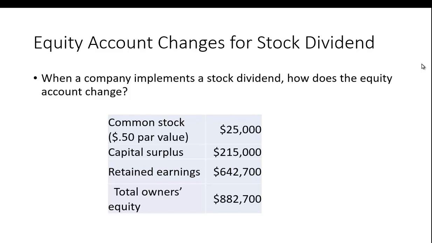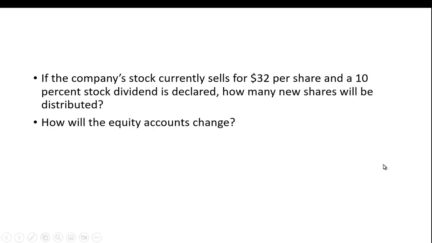Retained earnings are 642,700, and owner's equity is 882,700. So if you added these three up, it should add up to 882,700. So let's consider the following example. Suppose the company stock is currently selling for $32 a share, and a 10% stock dividend is declared.